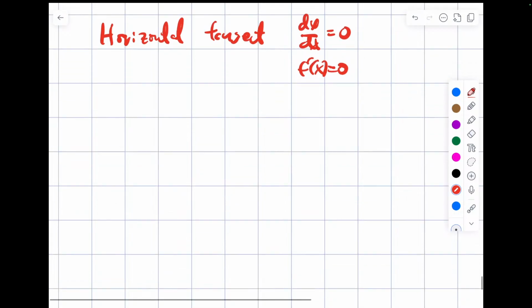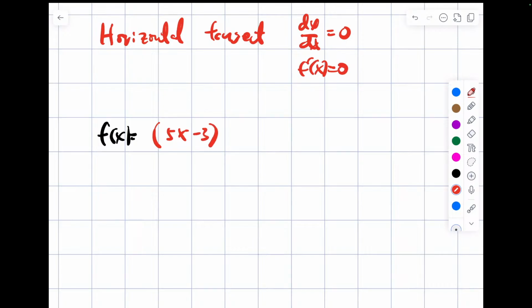Now, I have this question here. I have f of x is equal to, I'm going to write in a different color, (5x minus 3) to the 4th power, and I have (3x minus 2) to the 6th power. I say, hey, can you find a horizontal tangent of this?